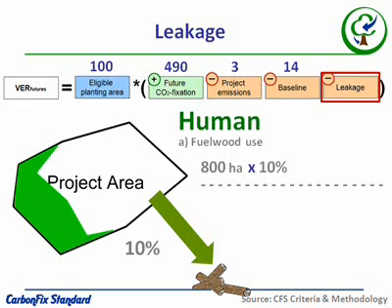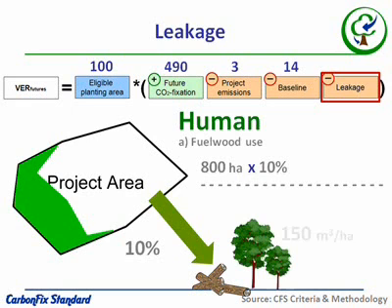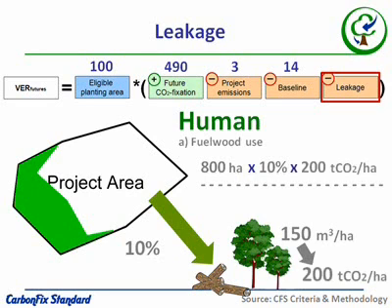Considering that these 10% will unsustainably collect their wood outside the project area, we have to consider that they will eventually deplete a forest in the neighborhood of the project. According to literature, forests surrounding the project have a mean above-ground wood stock of 150 cubic meters per hectare, which converts to 200 tons of CO2 per hectare. Multiplying now the area times the potential emissions which will be caused by the shift of activities, we derive a total leakage effect of 10,000 tons of CO2 for our category A, fuel wood use.